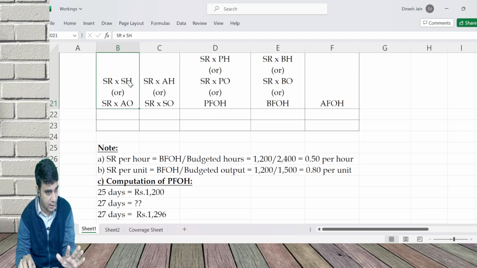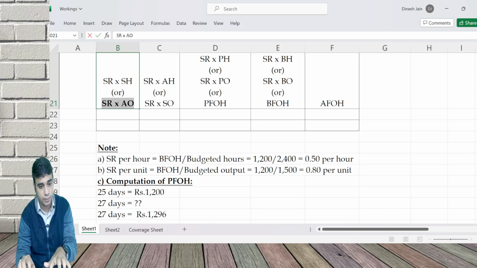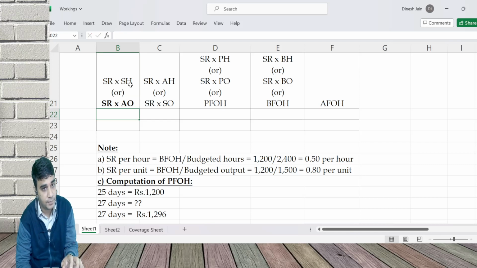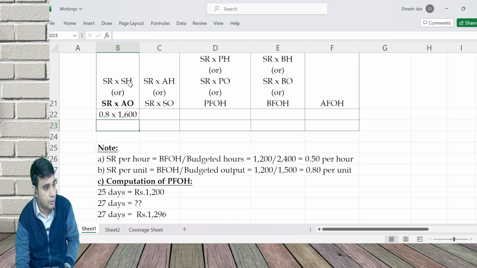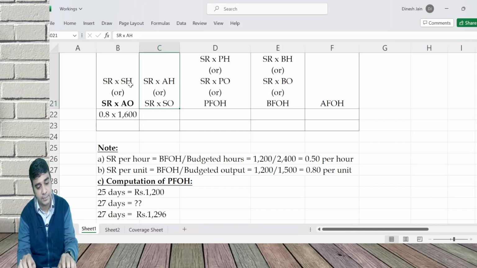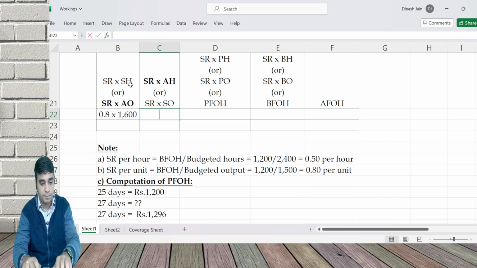If I need something else, I'll do. Between SH and AO, one of them will be readily available. See the question and tell me, between SH and AO, how much is the AO? With AO, should you use 0.5 or 0.8? The first column is 0.8 into 1600. You said AO is available, I've taken that. Between AH and SO, one of them will be available. How much is AH? 2500. With 2500, 0.5 or 0.8? 0.5.